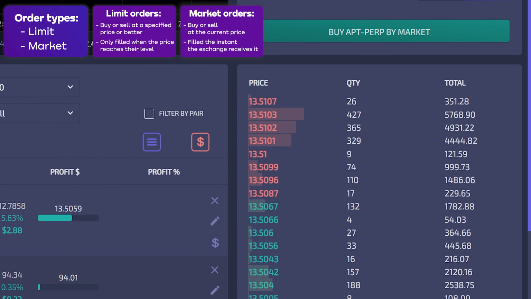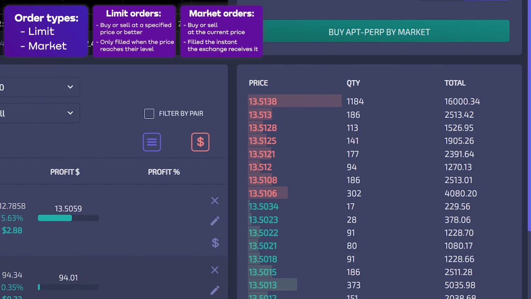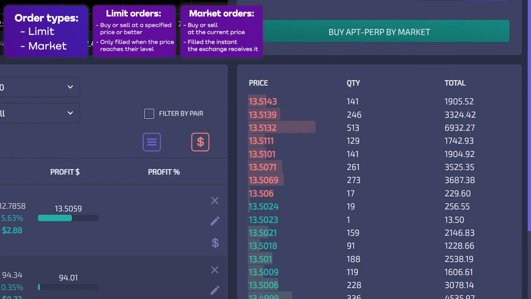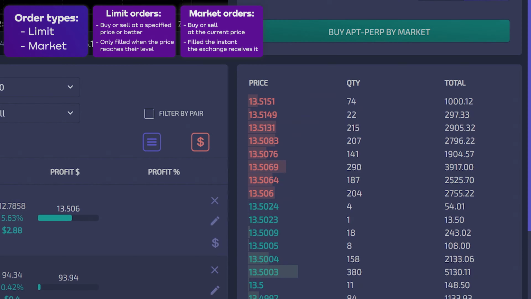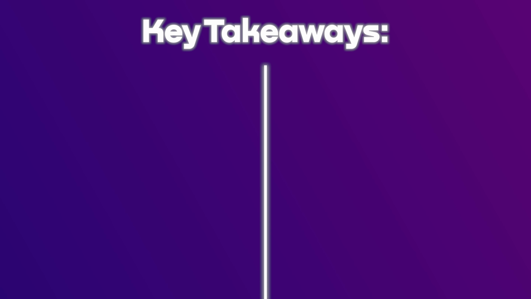Whenever you create a market order, it is sent to the exchange immediately and gets filled at the current price right away, or what's called "by market." Let's go over the key takeaways.